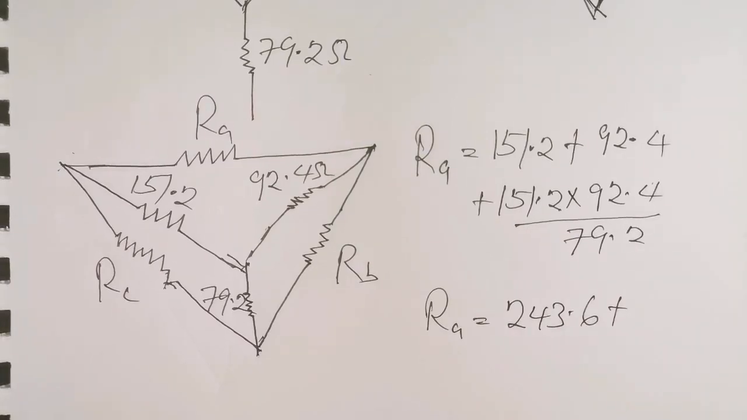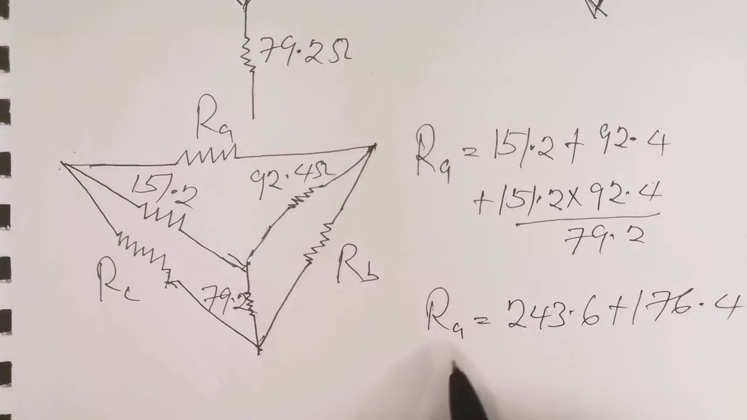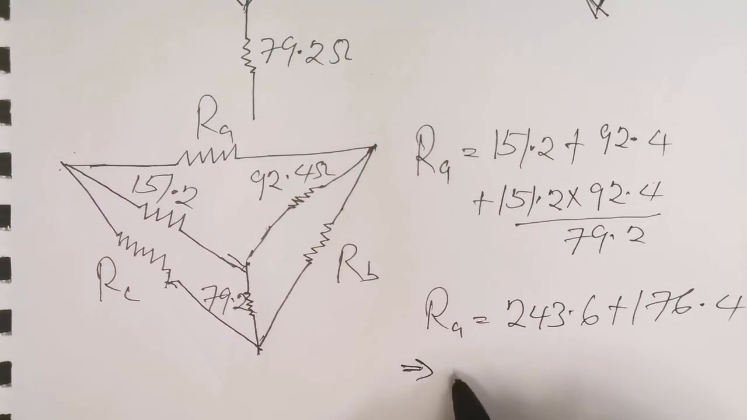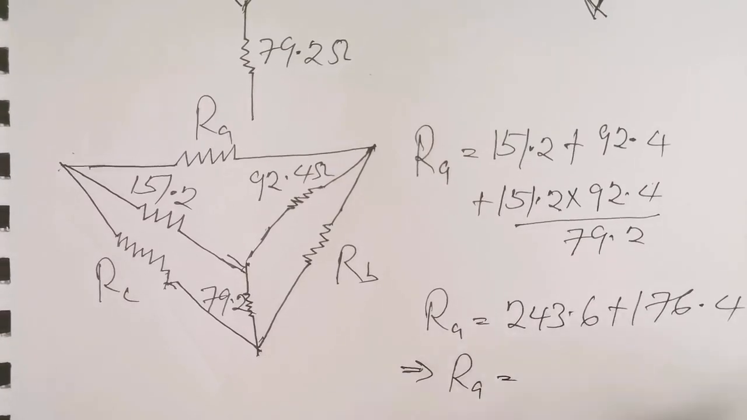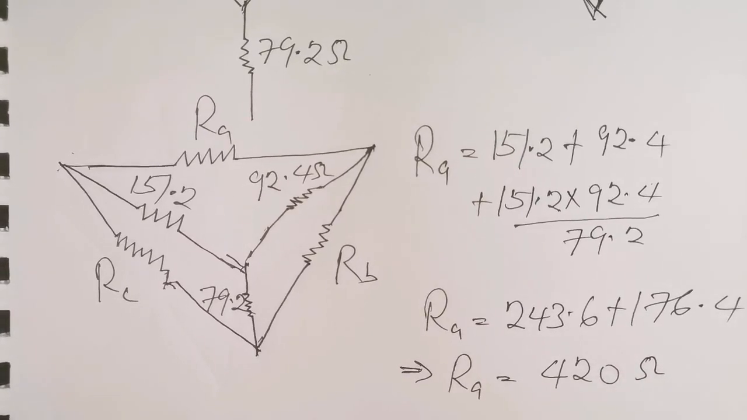Once again, 151.2 multiplies 92.4 divided by 79.2. That simply gives us 176.4. Now let's add these two and see. This simply implies that RA is equal to, adding these two, 176.4 plus 243.6. You see the value gives us 420 ohms. So RA is actually 420 ohms.